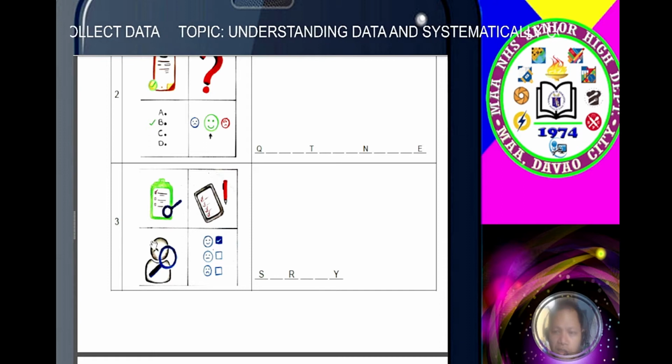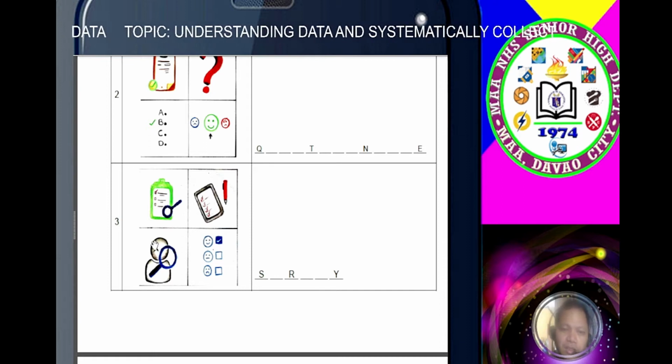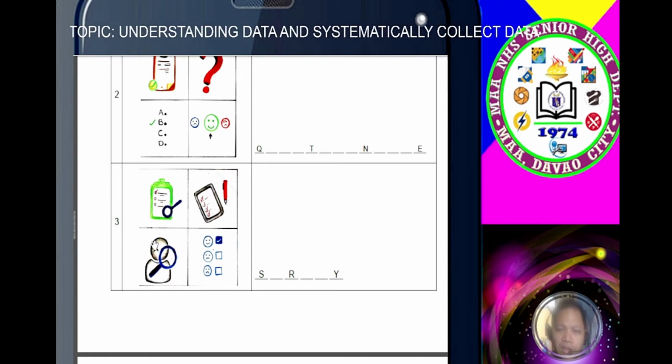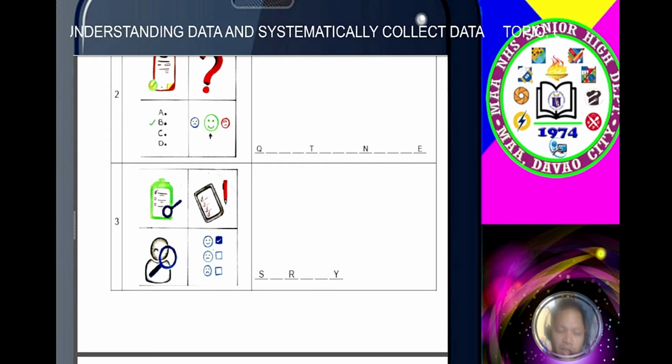So I hope you got all the terms, the 3 terms. These 3 terms are important in our discussion today. I hope you got all these correctly. Okay, let's proceed.